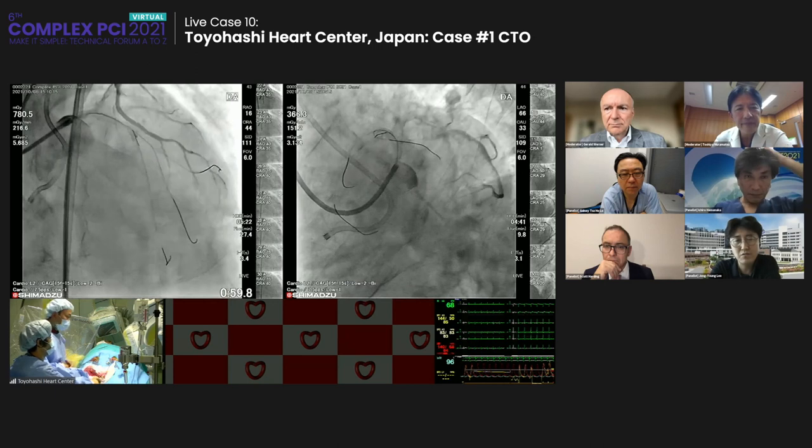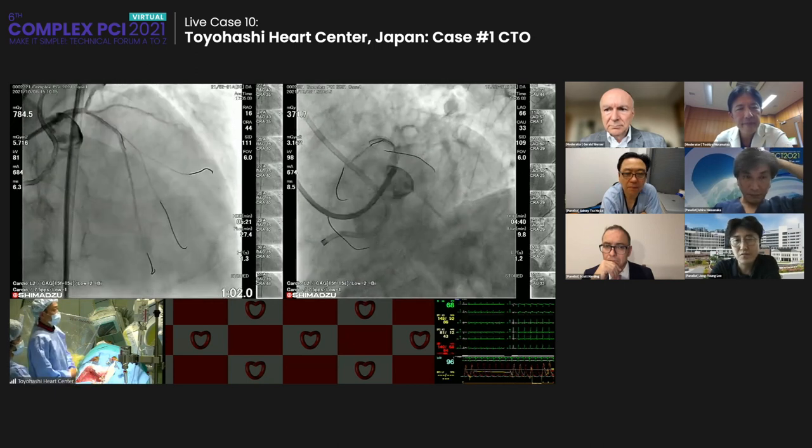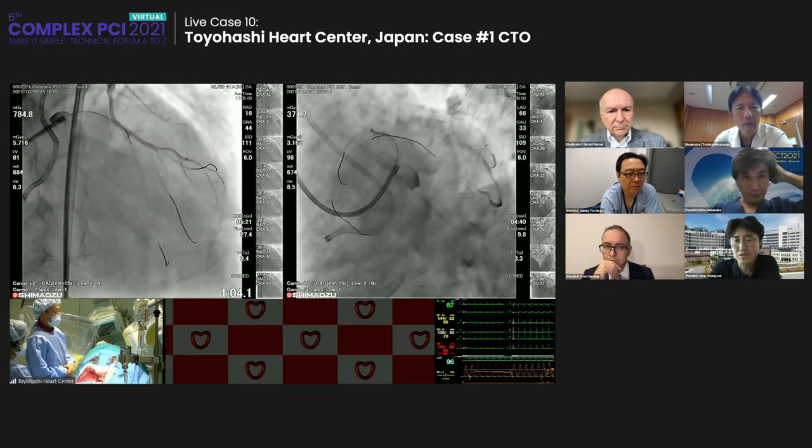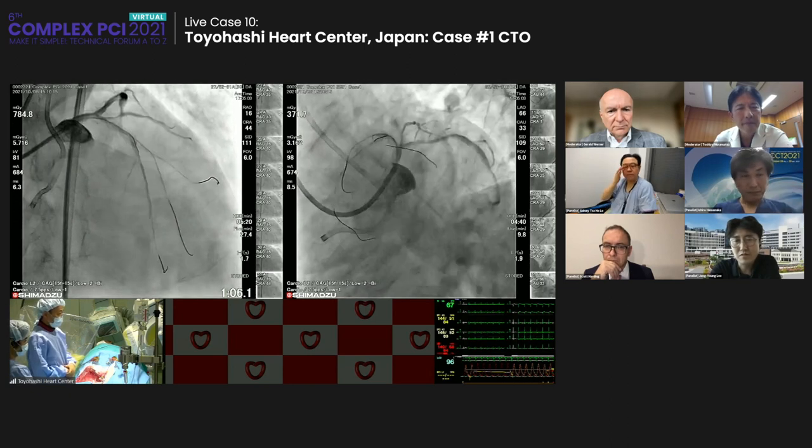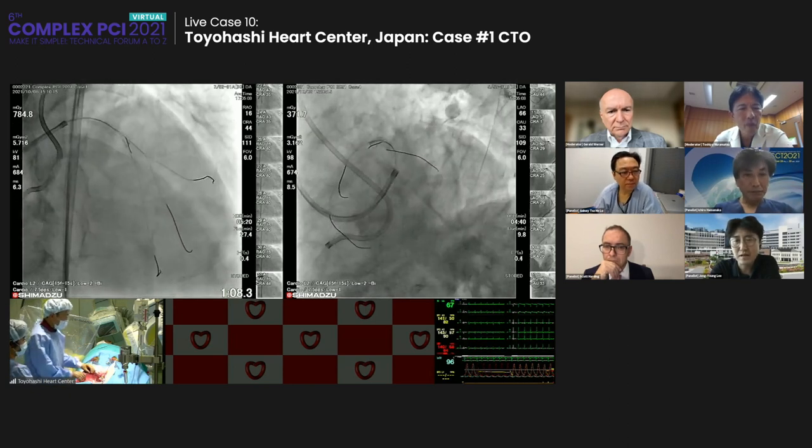And we have also another chance to deploy the stent in the follow-up angiogram. So it depends on the vessel size.